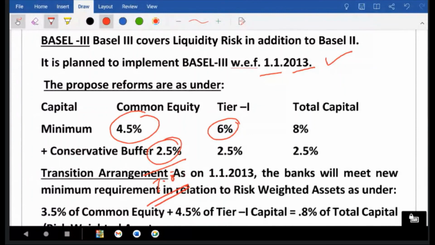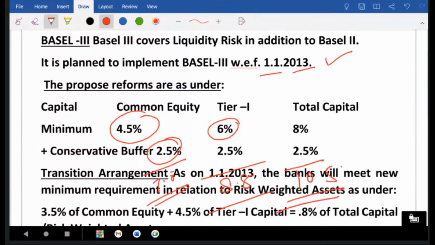As per Basel 3, I'm talking about, not India. Now, Tier 1, 6% plus 2.5, if you make it, total 8.5%. And total capital 8% plus 2.5 is 10.5%. So as per Basel, this value is very important. You must remember this.